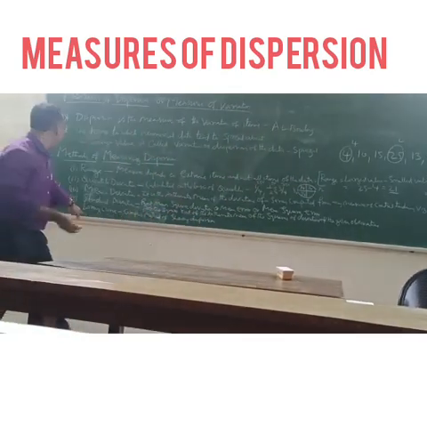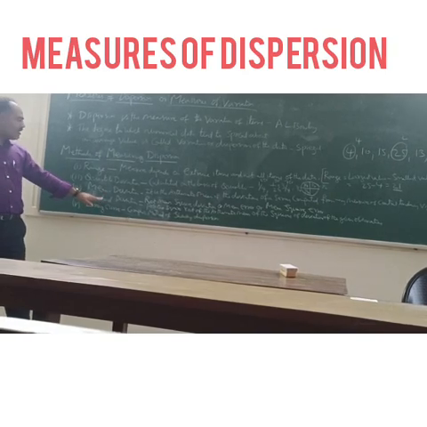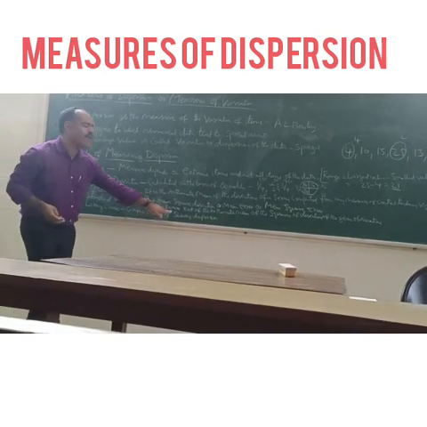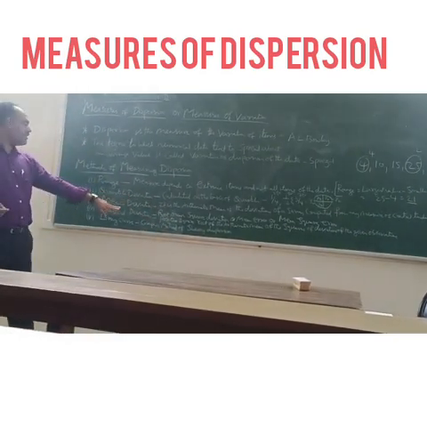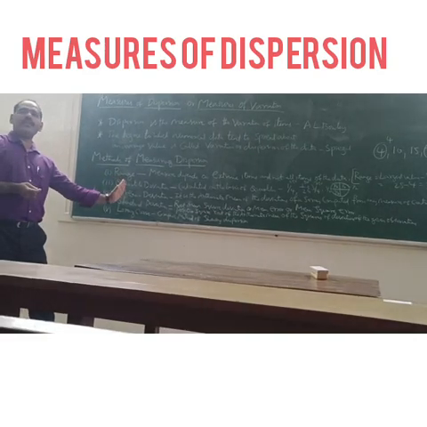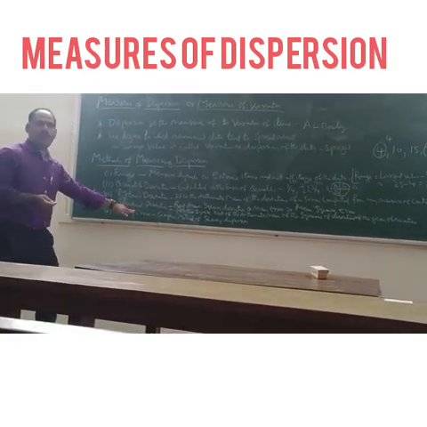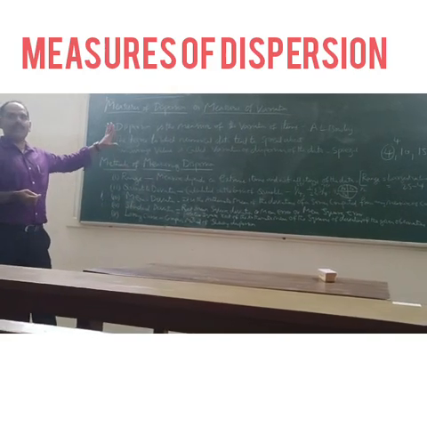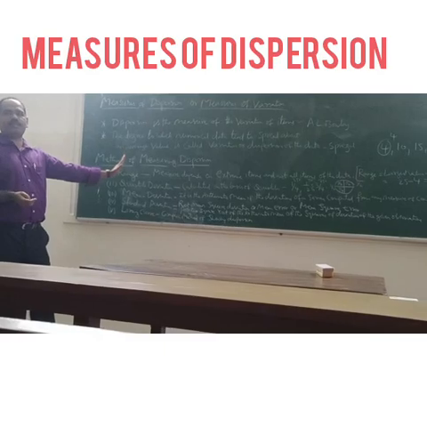Then one more is the Lorenz curve. The Lorenz curve is nothing but a graphic method of showing the dispersion. The diagrammatic representation of the dispersion or deviation is called the Lorenz curve. This is what the various methods of dispersion are.